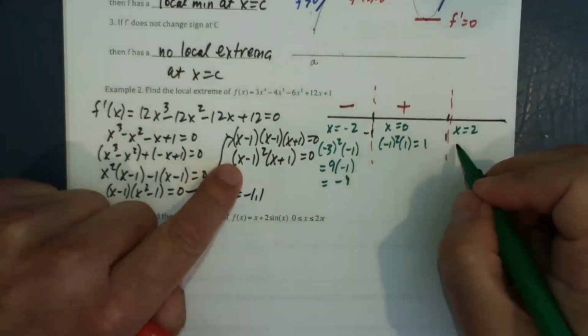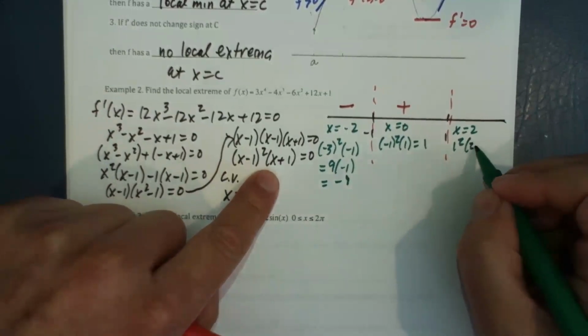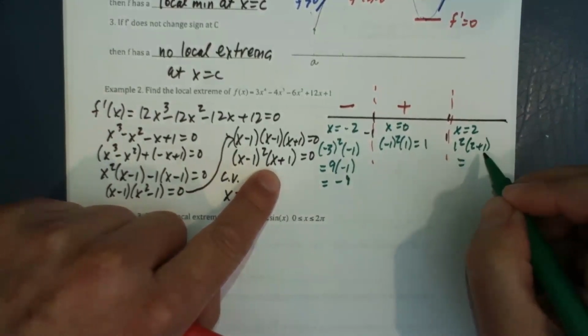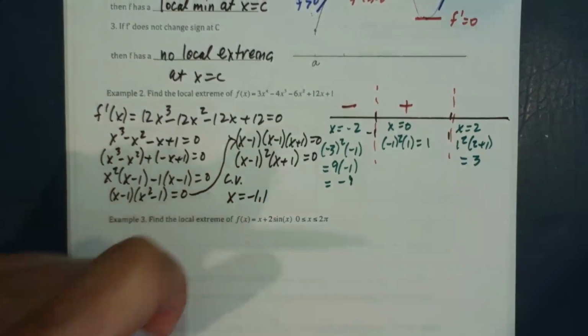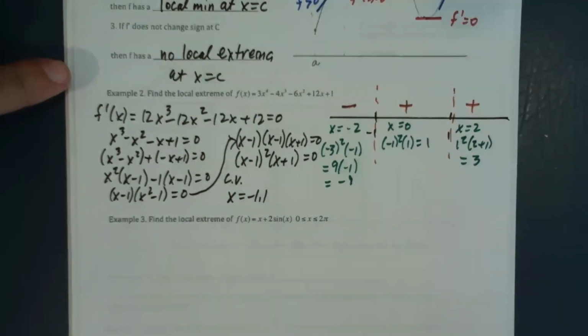That's going to give me 2 minus 1, which is 1 squared. And that is going to be 2 plus 1. And that is going to be 3. So you'll notice the sign did not change here. So that falls into this category. There's no local extreme here.